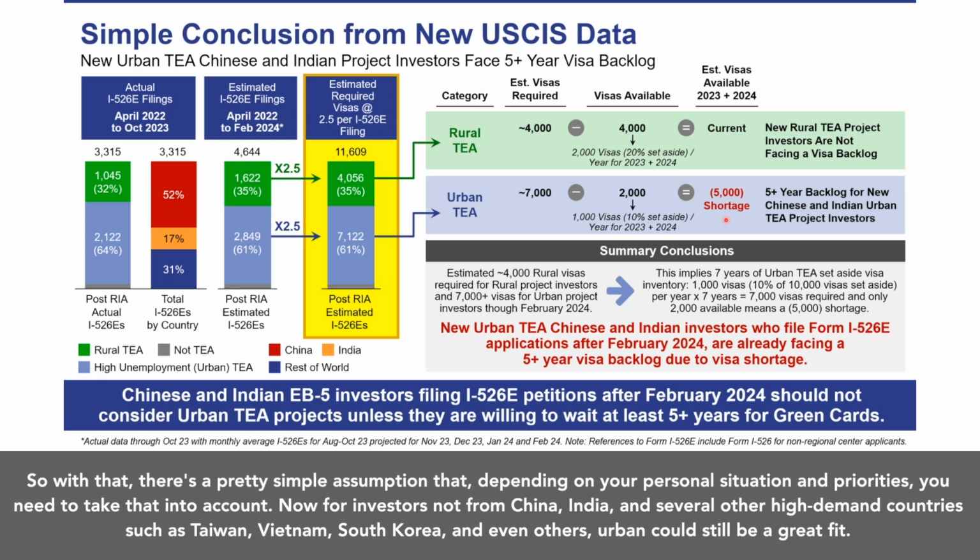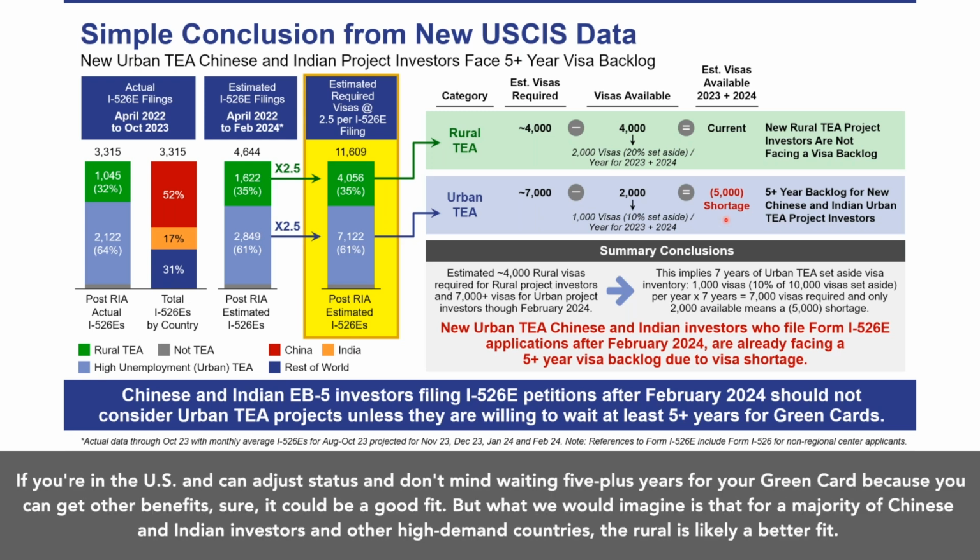Now, for investors not from China, India, and several other high demand countries such as Taiwan, Vietnam, South Korea, and even others, urban could still be a great fit. If you're in the US and can adjust status and don't mind waiting 5+ years for your green card because you can get other benefits, sure, it could be a good fit. But what we would imagine is that for a majority of Chinese and Indian investors and investors in other high demand countries, rural is likely a better fit.